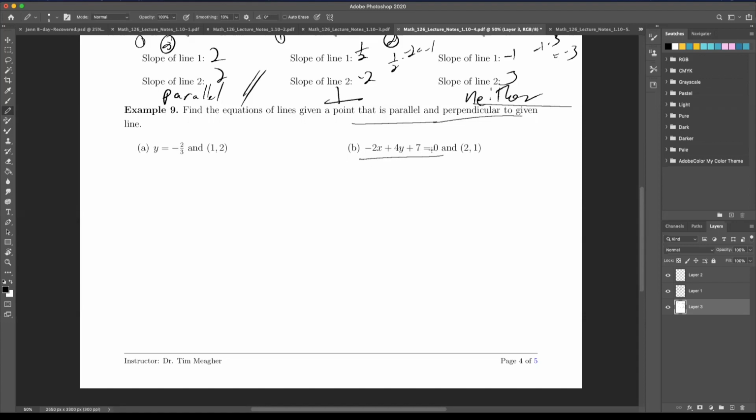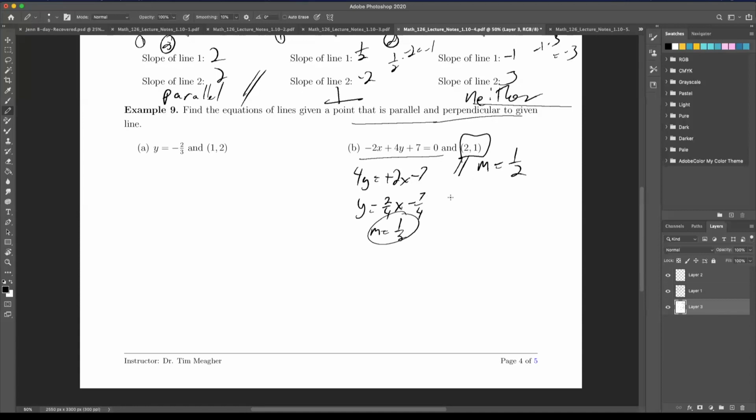In order to do that, we put it into slope-intercept form: 4y = -2x + 7, and then if I divide that out, I get y = -2/4 x + 7/4. So this gives me the slope of this line, which is originally a half. For the original line, it's a half. Okay. So the parallel version will also have a slope of a half. And then I'm going to go through this point here.